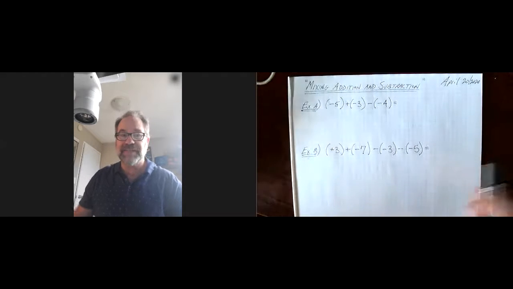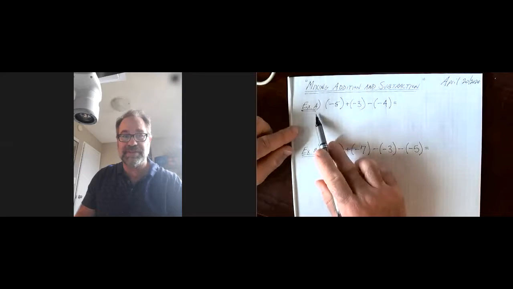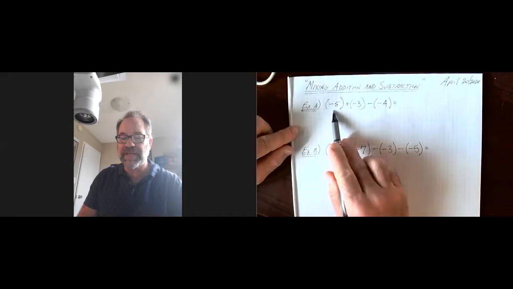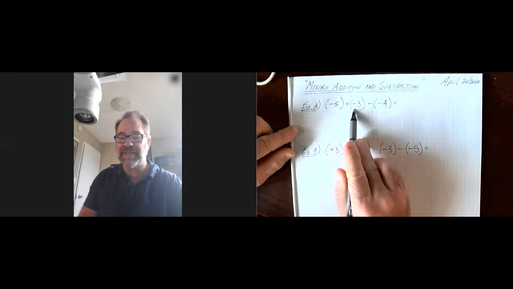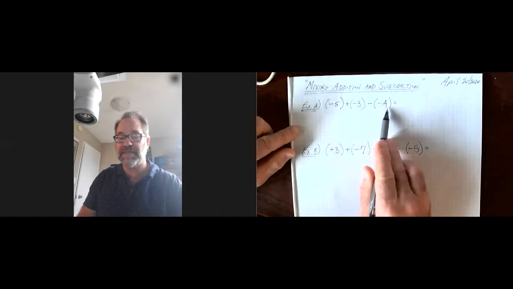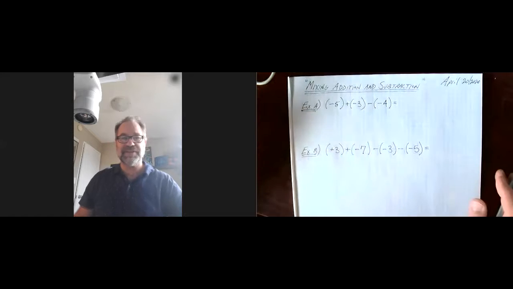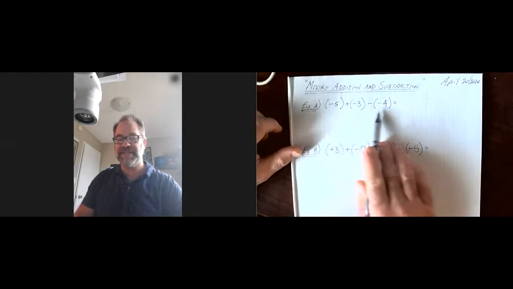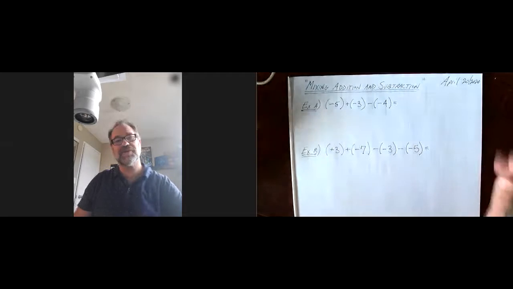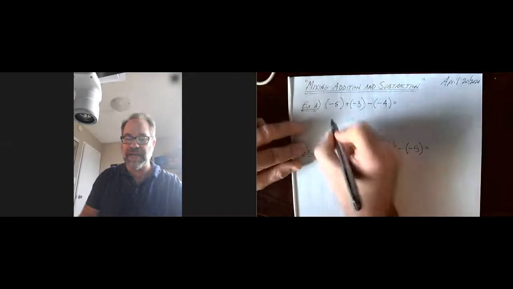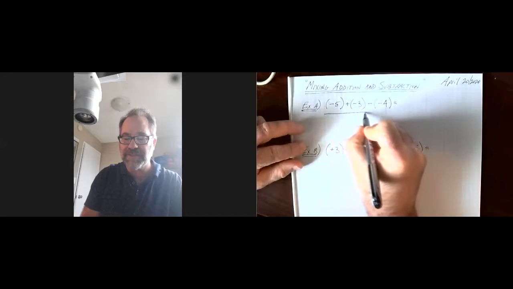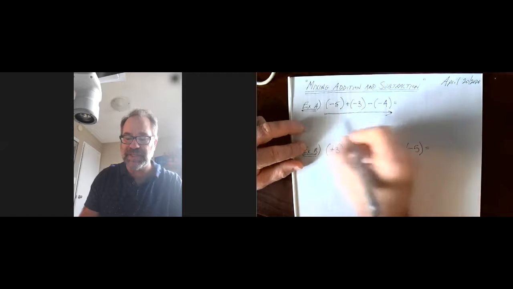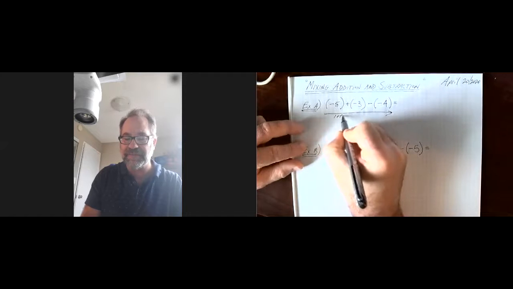So basically what we've got for the first example, example A, is -5 plus -3 subtract -4. So there are two operations that we're dealing with here. We're dealing with an addition and a subtraction. And in this case, they're all negative integers, but we're going to deal with them one at a time. And for us, we are going to complete these from left to right.